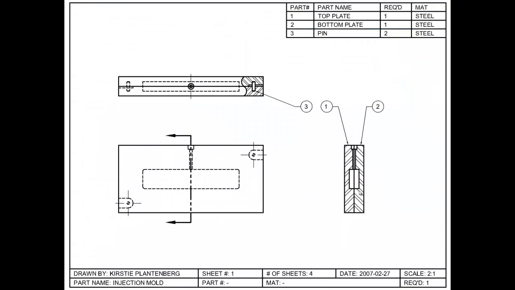Let's start with this. This is an assembly. It includes 3 parts. We have a top plate, a bottom plate, and a pin connecting them. You can see where those parts are located because by simply following the part number and the balloon indicating where that part is located, I can tell pretty much where it's going. I have 4 sheets total, and this is sheet number 1.